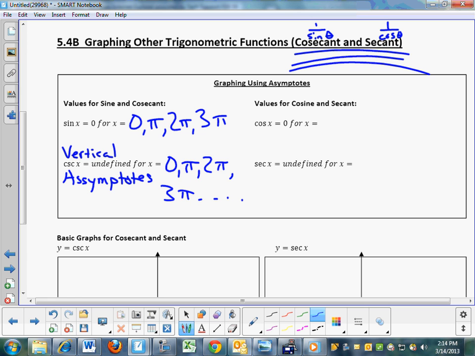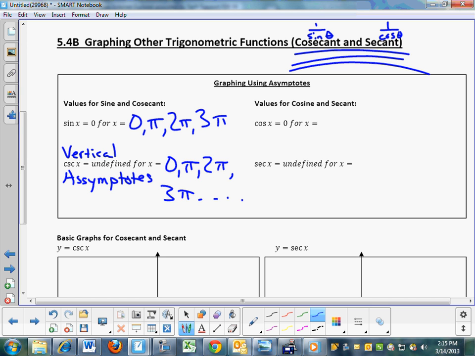How often does sine repeat itself? Pi, 2 pi, 3 pi, 4 pi. How often does it repeat itself? 2 pi. So if you look, cosecant is going to have a vertical asymptote at 0, at pi, and at 2 pi. Then at 3 pi and 4 pi. So within one full period, you're going to have 3 spots where it's undefined. Where secant's undefined, or cosecant.